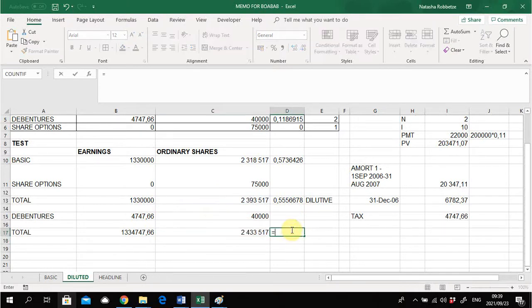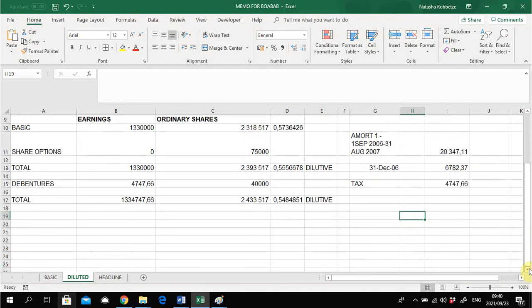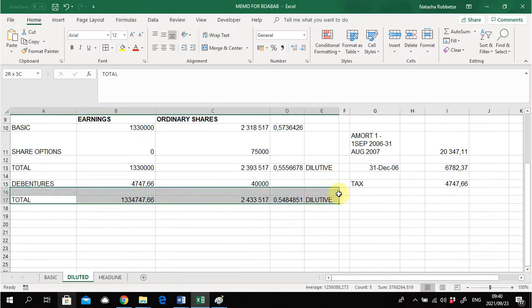I'm going to take then the new total in rand or earnings divided by the weighted average number of shares, and I get 0.54. So again, this is dilutive. So in calculating then my dilutive earnings per share, I'm going to use the last sub or rollover total where I found it to be dilutive. So the last rollover total which was dilutive was this rollover total.